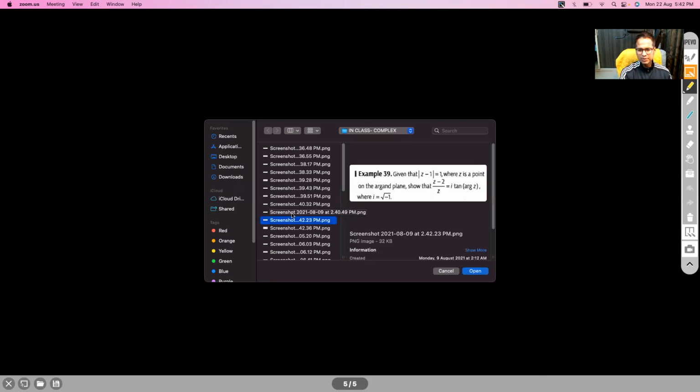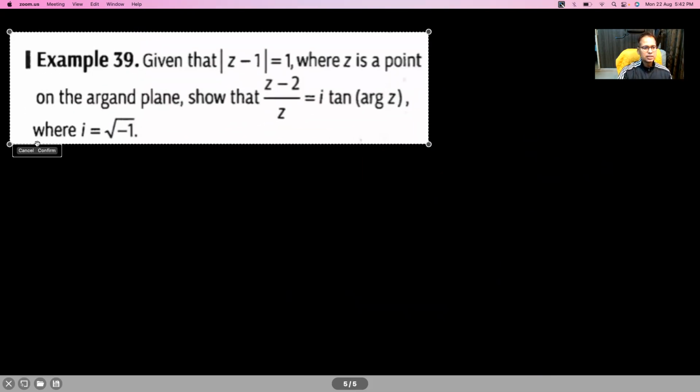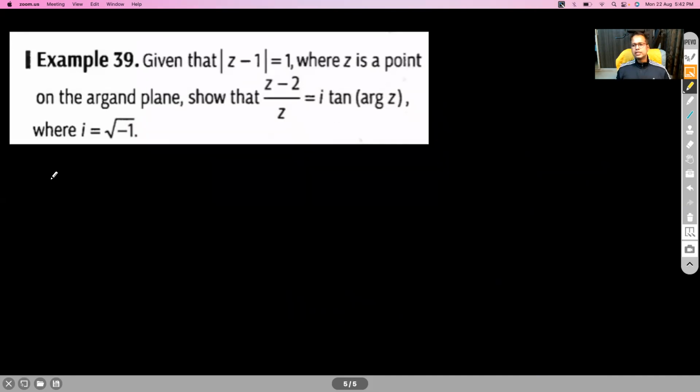Let's take this concept. It's given that mod of z minus 1 is 1. z is a point on the Argand plane. Show that z minus 2 upon z is i tan of argument z. Now this is given as a show-that question, but it is very easy to objectify such questions also.